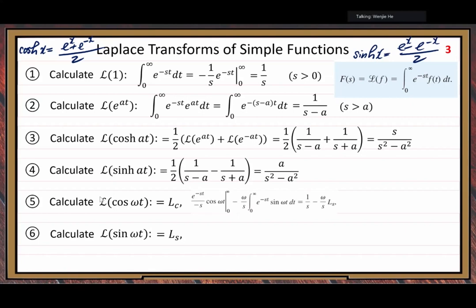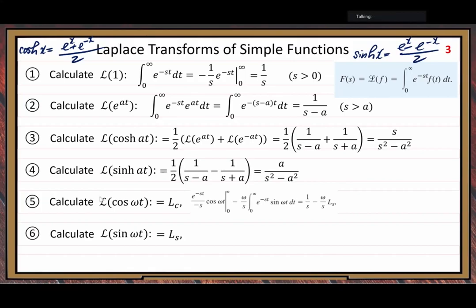Then we apply the definition, then integration by parts. After simplification, you can see you have an L sub s. So L sub c equals this.